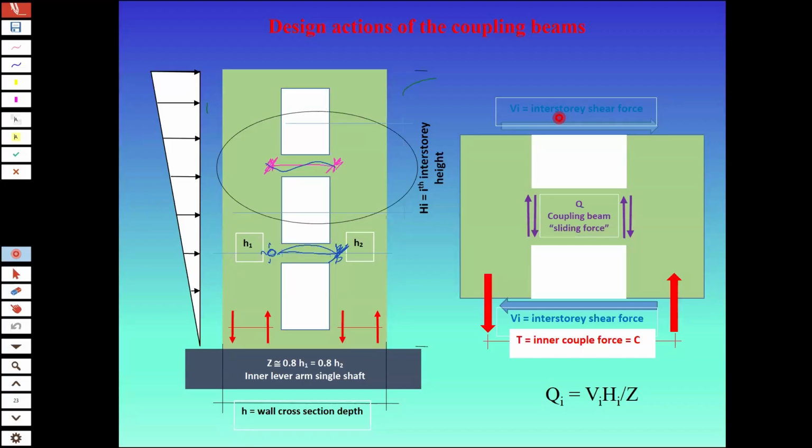And so these forces which have to pass from one side to the other are exactly equal to this. So this force here has to pick up this force, transfer it here, and bring it back. So you have to design your coupling beam for a force Q, which is equal to the shear at that story times the interstory height divided by the inner lever arm of the wall Z, which is 0.8 of the wall cross-section depth.